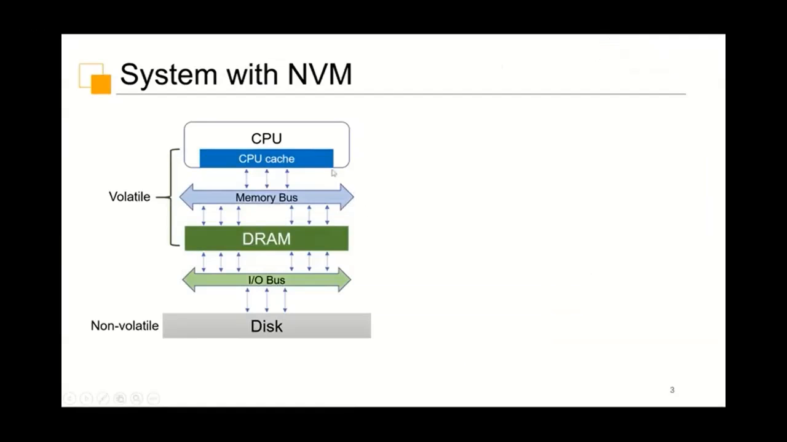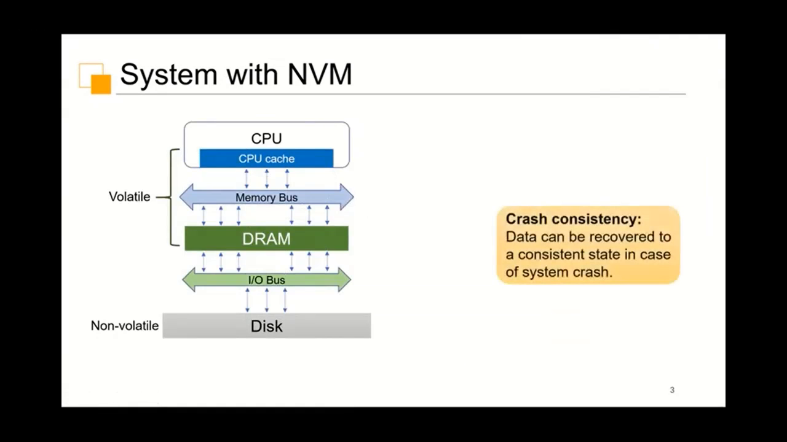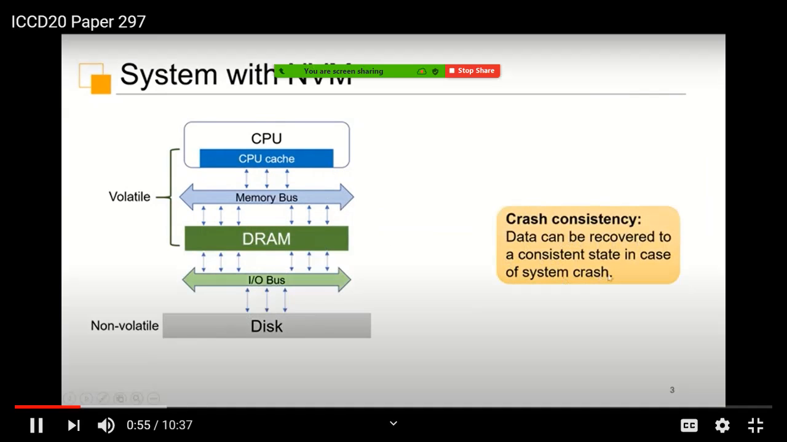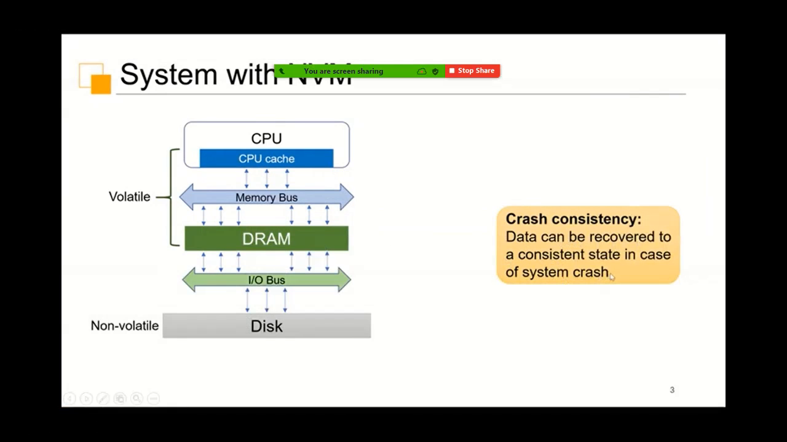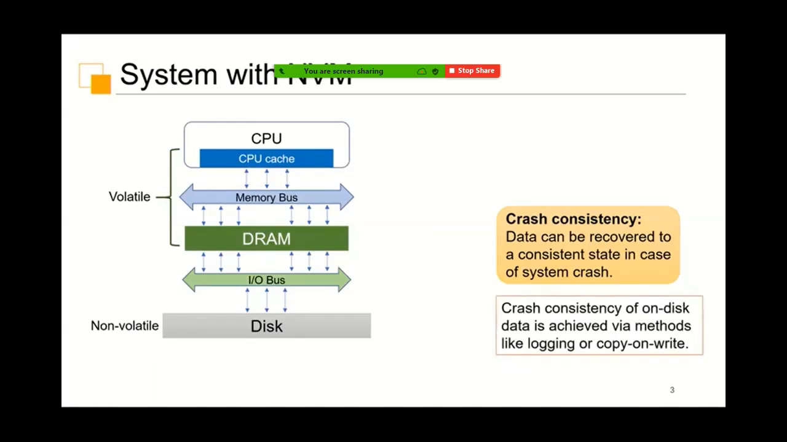This is a diagram of the computer architecture. We have the CPU cache, we have the DRAM, we have the disk. For this system, we need to guarantee the correct consistency of data, which means the data can be recovered to a consistent state in case of a system crash, for example, a power failure. For the on-disk data, the correct consistency can be achieved through logging or copy on write.